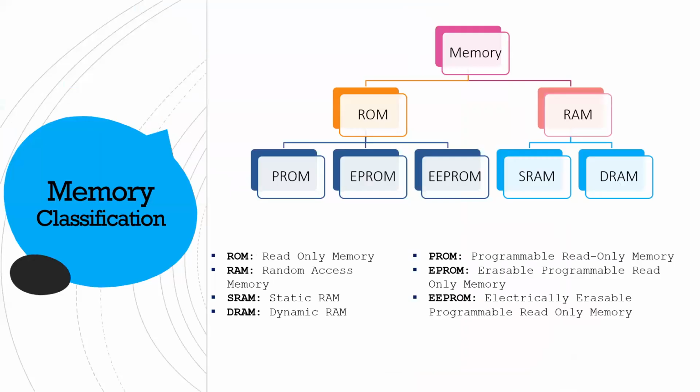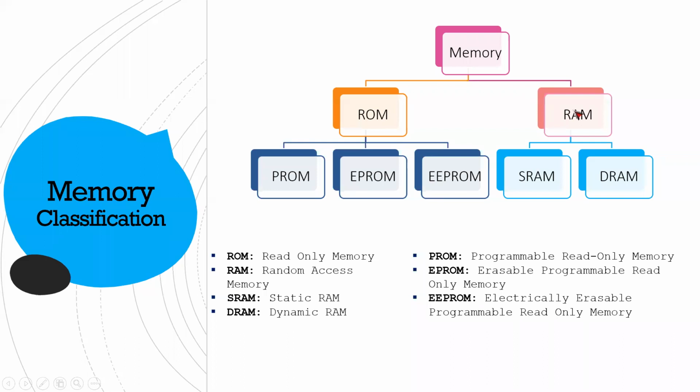Okay. So let's get back. So to the classification, memories are classified into 2 types. One is primary, that is your RAM, and another one is secondary, that is your ROM. Normally the primary memories are very small, and the secondary memories are very big. The primary memory or the RAM can be divided into 2 types. One is SRAM, another one is DRAM. ROM can be divided into 3 types: PROM, EPROM, EEPROM.